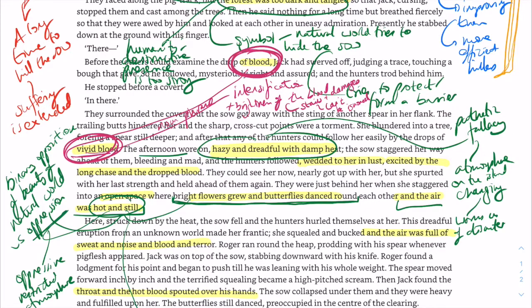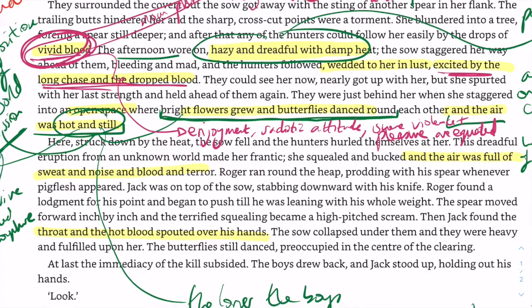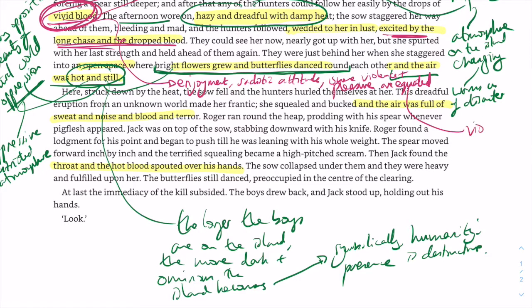Furthermore, because they're now vivid, those stains can't be ignored, that harm can't be ignored, can't be cast to one side, so we have that as well. Golding is not allowing us to ignore the brilliance of the blood and therefore the consequences of the violence. And here we have now that developing again, excited by the long chase and the dropped blood. There is, particularly with that word excited, that lexical choice excited, there is an enjoyment there. There is a sadistic attitude where they're enjoying the violence. There is a pleasure being taken in the violence. And violence and pleasure being equated together as more blood is dropping out and draining out of the sow.